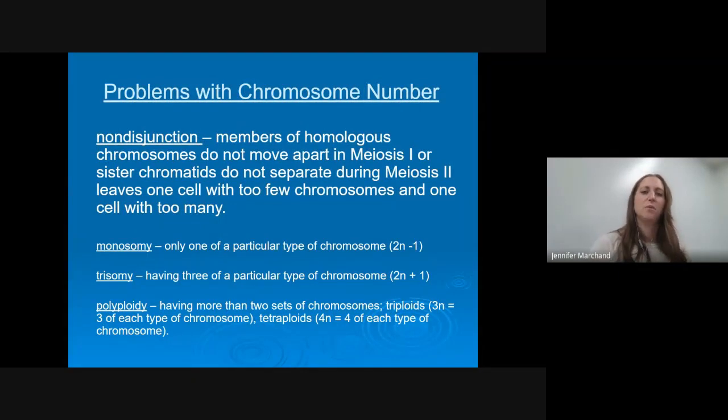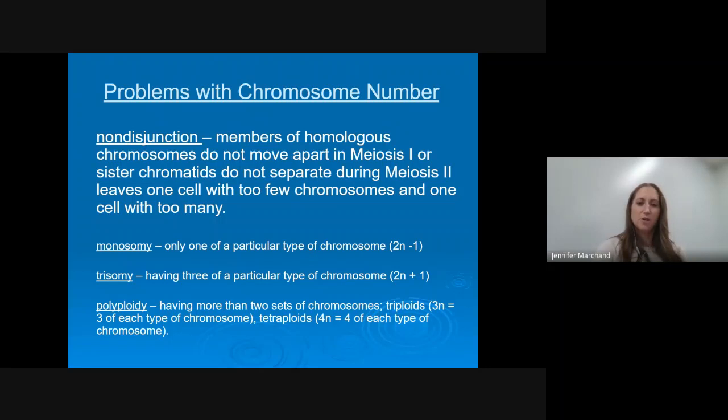You also have a problem with the chromosomal numbers. So non-disjunction is when members of homologous chromosomes do not move apart during meiosis 1, or sister chromosomes do not separate during meiosis 2, which leaves one cell with too few chromosomes and one cell with too many. This can lead to cell death, especially when we're talking about babies being born, which can lead to a miscarriage, just because we don't have enough chromosomes to match up there.